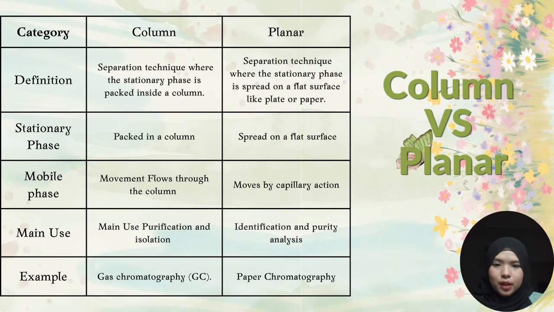For example, if we wanted to isolate a large amount of pure chlorophyll A from a leaf extract to use in a separate experiment, we would use column chromatography. On the other hand, for our analysis of plant pigments, we are using planar chromatography.